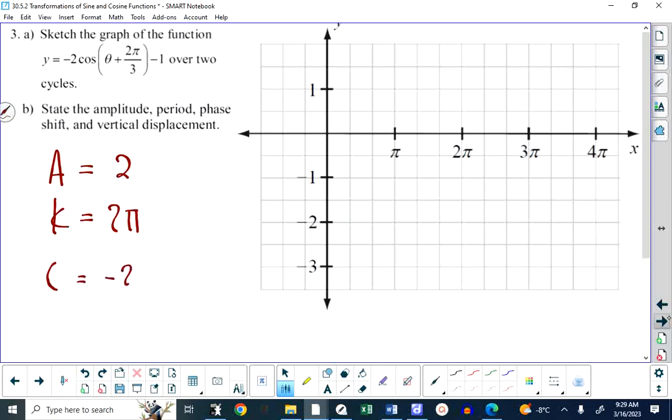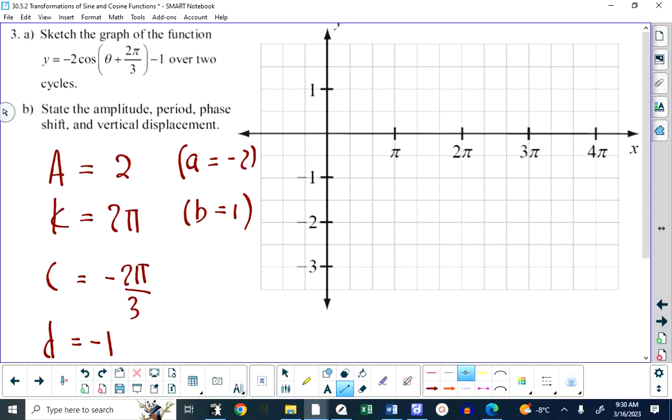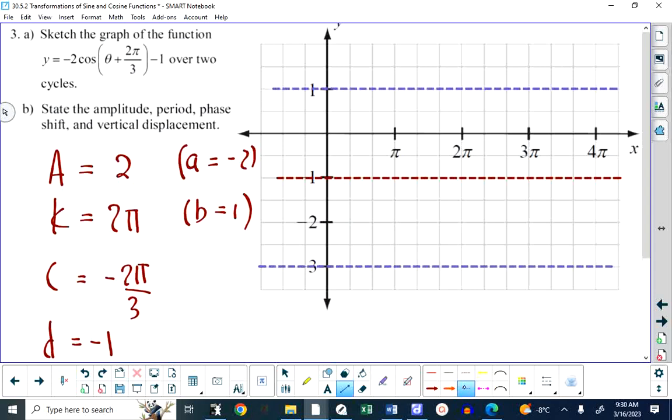C is negative 2 pi over 3, and D is negative 1. I'm talking parameters here, so perhaps I better write them: A is negative 2, B is 1, C is negative 2 pi over 3, D is negative 1. What this means is that the vertical displacement is negative 1, so the graph is vertically centered around y equals negative 1. If the amplitude is 2, it will go 2 above that to 1 and 2 below that to negative 3.